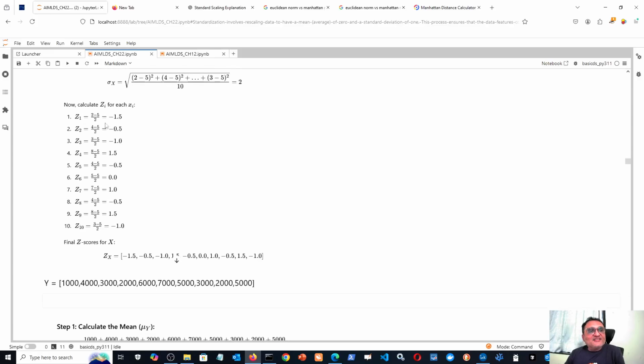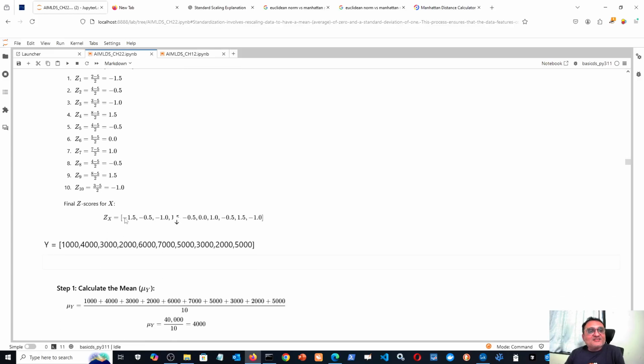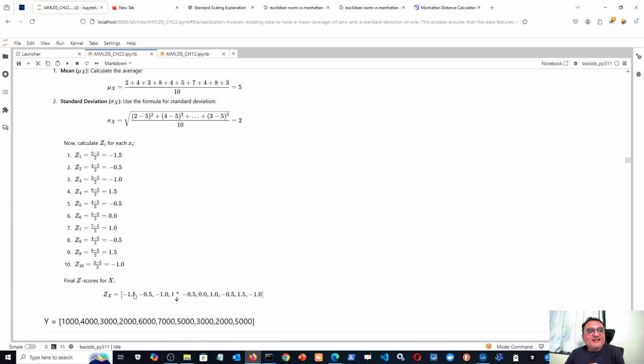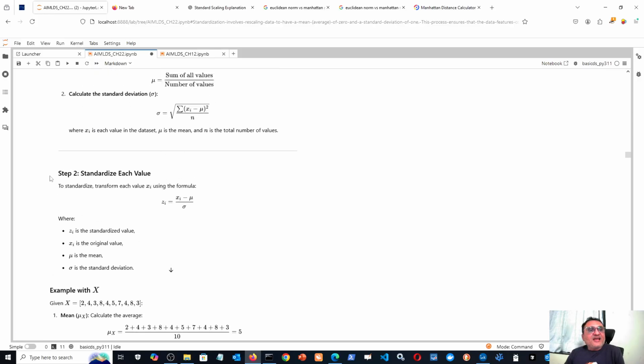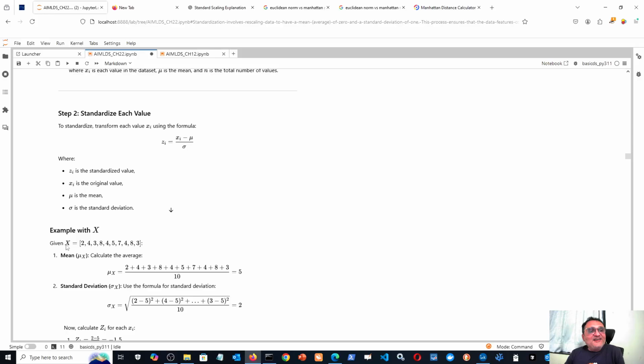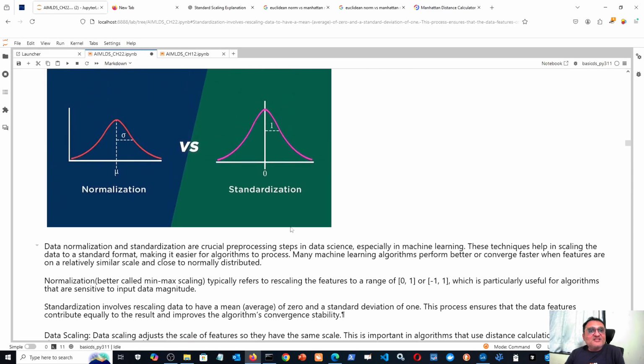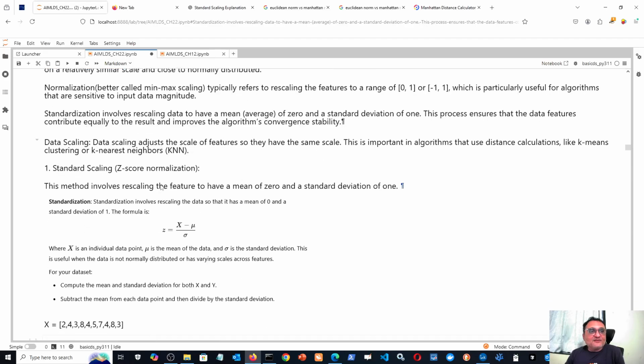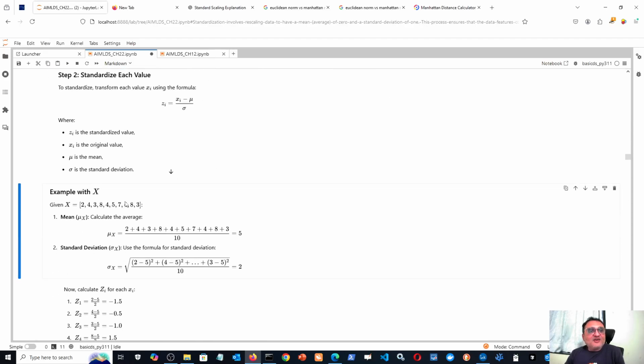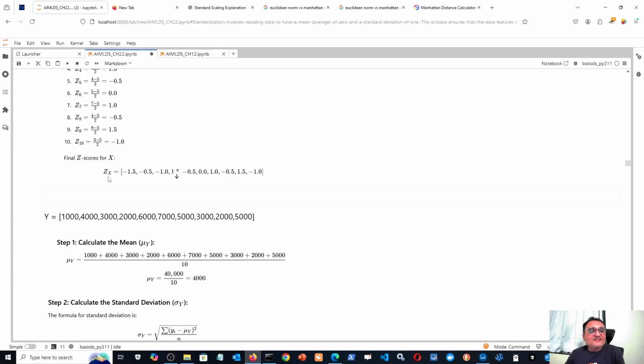And if you find each Z, then you will get a list like this: minus 1.5, minus 0.5, like that, right? So that list will show you that X was originally not standardized. Not standardized means it did not satisfy the property that the mean would be 0 and the standard deviation would be 1. But now this Z of X, the Z score of X, satisfies this property. If you find the mean of all these, it will be 0 because each positive value will cancel the corresponding negative value. And if you find the standard deviation of these observations, it would be 1, right?